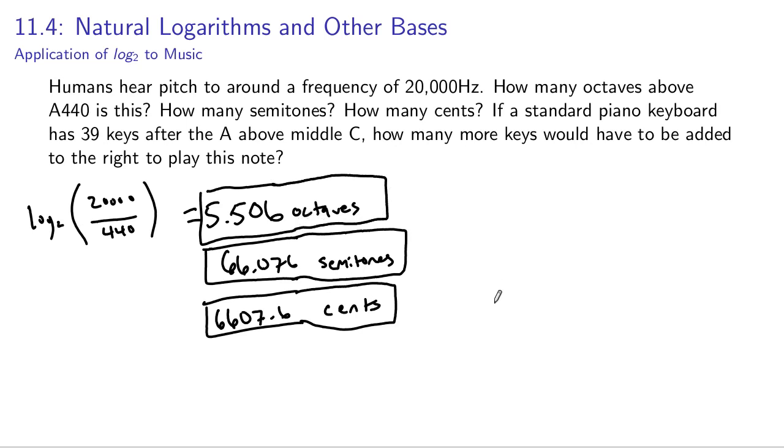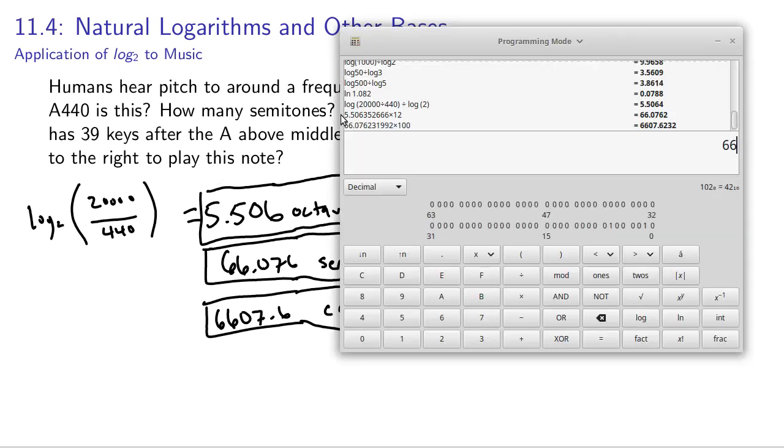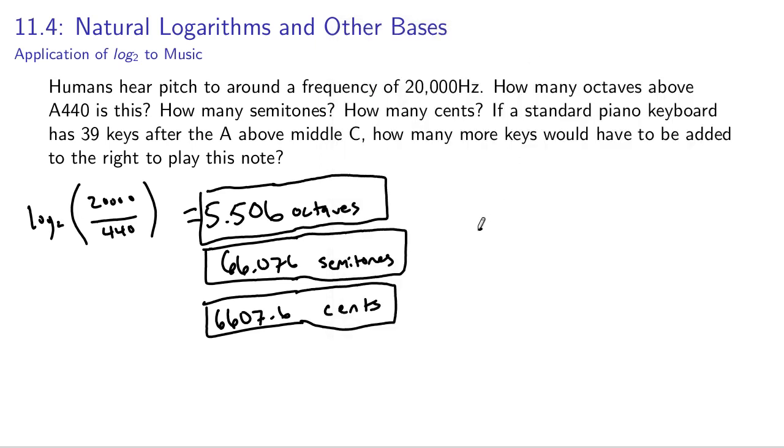If a standard piano keyboard has 39 keys after the A above middle C, how many more keys would have to be added to the right to play this note? Well, we need to have 66 from A, so 66 minus 39 is the answer. 66 minus 39. We would have to add 27 more keys to the keyboard. More keys, so let's write keys for this particular answer.